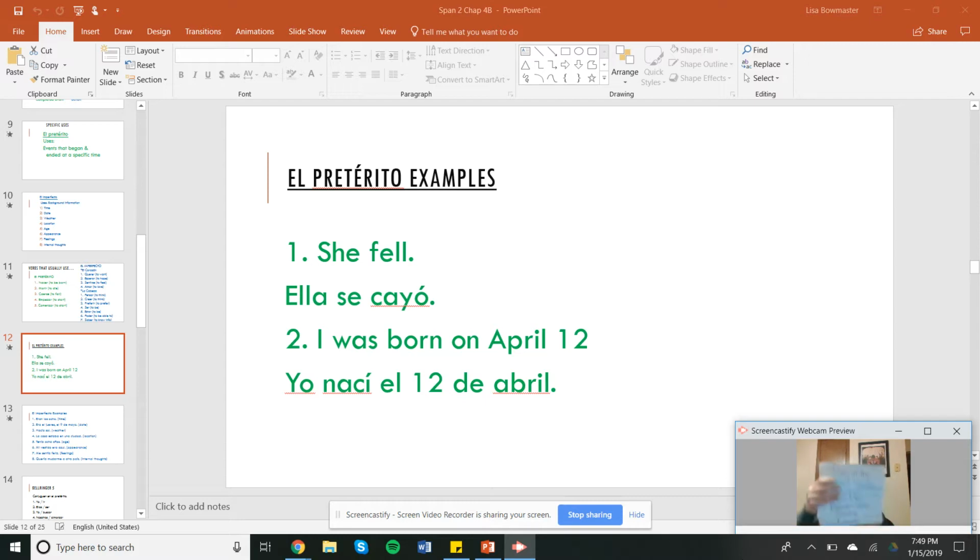Preterite examples. So now I'm actually skipping the timeline and going down to this bottom one, examples. The reason why is because I want a lot of space. So there's only a few examples for the preterite, but there's lots of examples for the imperfect. So you probably want a lot of space on that last page. Preterite examples. She fell. Ella se cayó. She started falling, she hit the ground, and then the falling was over.